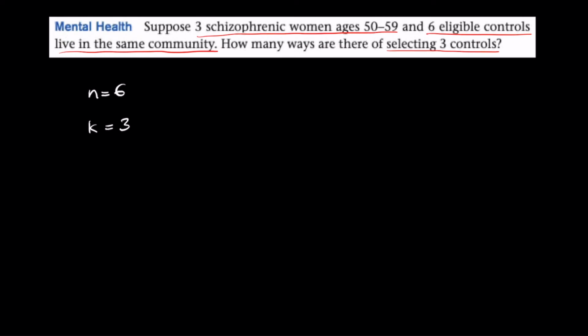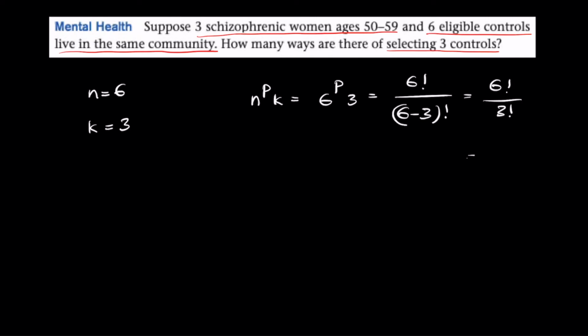Now how many ways are there here? Notice that they are in the same community, which means that they are linked. So this is a matched study pair, which means that this is nPk. So now this becomes 6P3, which becomes 6 factorial over (6 minus 3) factorial. So you can write it as 6 factorial over 3 factorial.